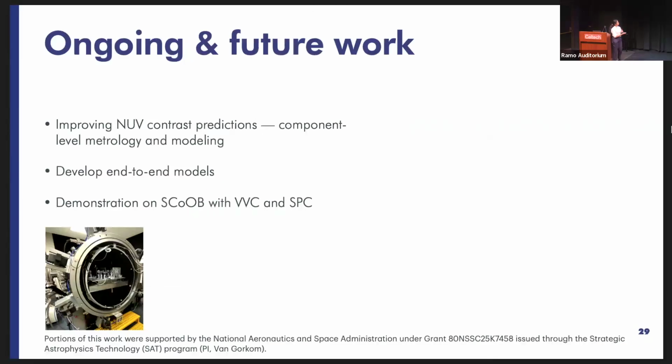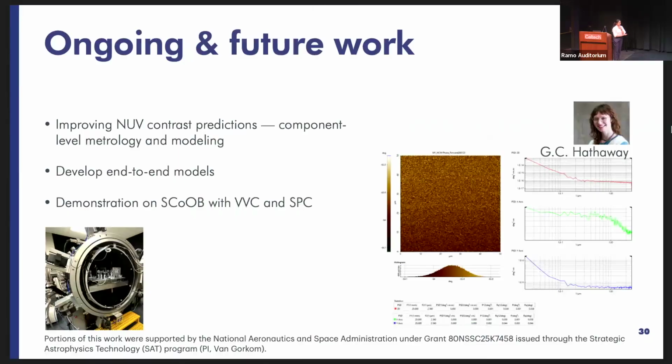And as I mentioned earlier, Kat is one of our grad students, and they're working on component-level metrology of the optics that go into our coronagraphs, and they're using an atomic force microscope to do this. And this will feed into our contrast budget, and that will help improve our modeling efforts. We are also working on developing end-to-end models of some of the architectures that I just showed so that we can better understand what our contrast would look like. And the final goal would be demonstration on SCoOB with a VVC and an SPC. Thank you.